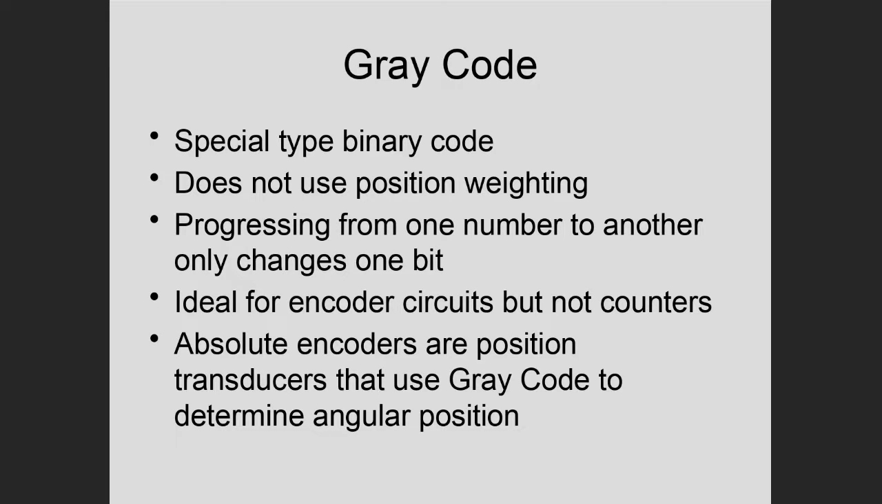A couple points on this slide here. It is a code that does not use position weighting, so it does not use place value. You can see that BCD kind of used place value, but you had to use 4 bits for each separate decimal digit, and within each of those 4, we use place value. So some codes do use place value of some sort, but gray code does not. They're not weighted. It only relies on the bit sequence that we talked about earlier.